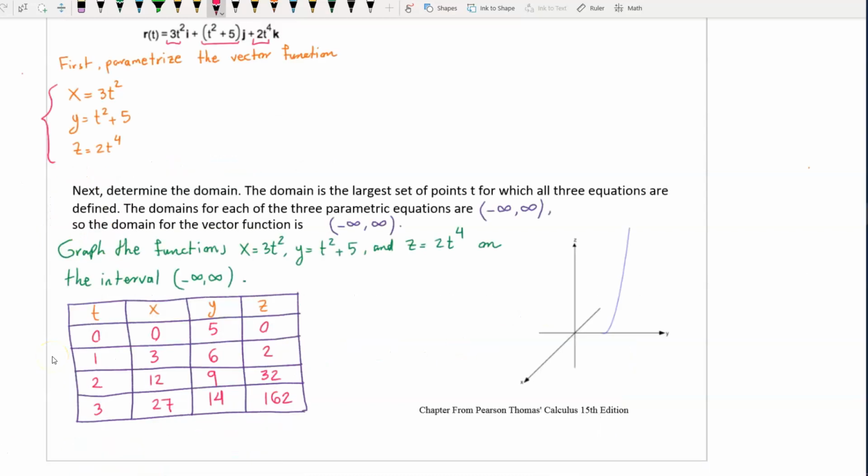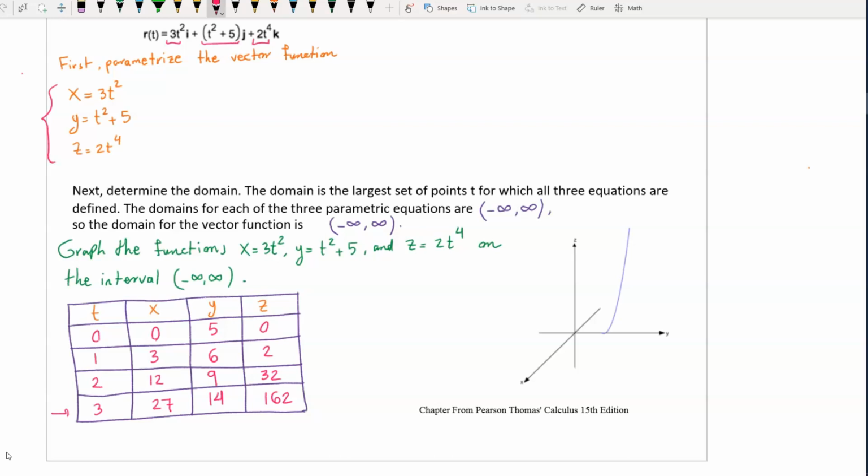So here for t, I used 0, 1, 2, 3, these points, and here is what I have for x, y, z. When t is 0, x is 0, y is 5, and z is 0. When t is 1, x is 3 because we have 3 times 1 squared. y is 6 because we have 1 squared plus 5. And z is 2 times 1 to the 4th power, so that is 2. So now t equal to 2. Based on that, x is 12, y is equal to 9, and z is 32. And here t equal to 3.